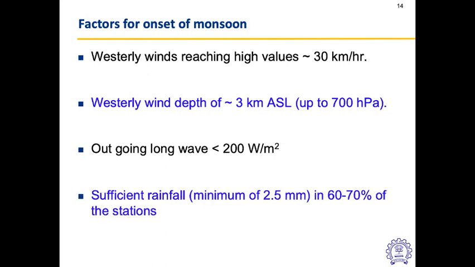Outgoing longwave radiation should be less than 200 because that indicates cloudiness. And sufficient rainfall in 60 to 70% of the stations. If these 4 conditions are met, onset of monsoon is announced.